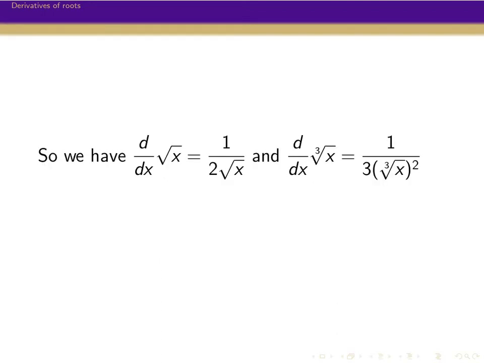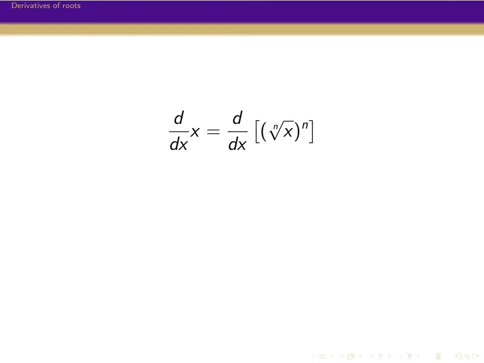Okay. So these are the last two we just did, the derivative of the square root and the derivative of the cube root. So how do we do this in general? How do we do this for a general nth root of x? Well, the idea is going to be exactly the same. We're going to start off with the fact that x is equal to, if we take the nth root of x and then raise it to the nth power, they undo each other.